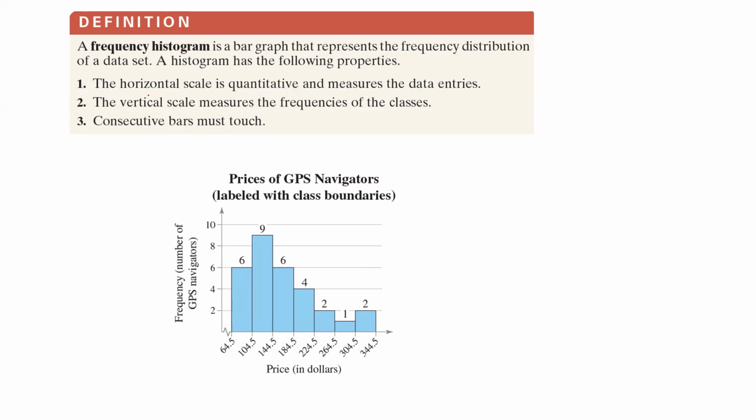First of all, the horizontal line is quantitative and measures the data entries. So here on the horizontal line, you have prices. The vertical line scale measures the frequencies of each class. So here you have the count or frequency of each price in the horizontal line, but we divide it up into 7 bars or 7 classes.